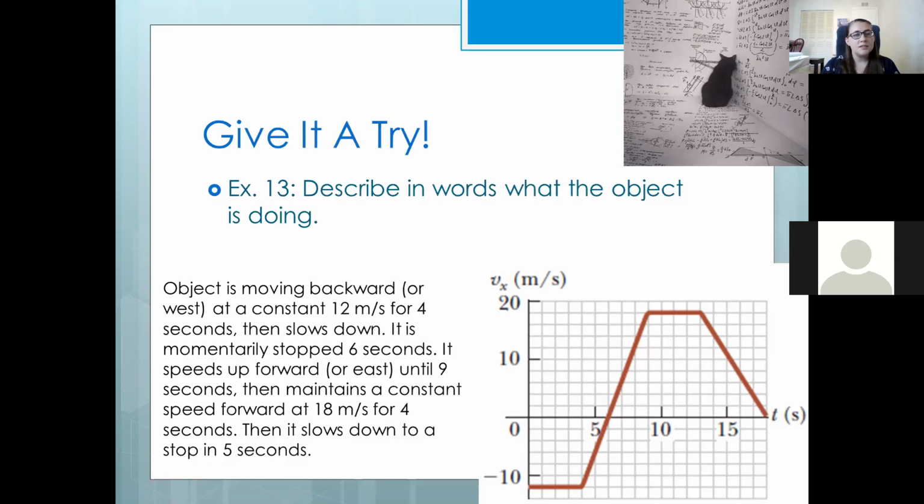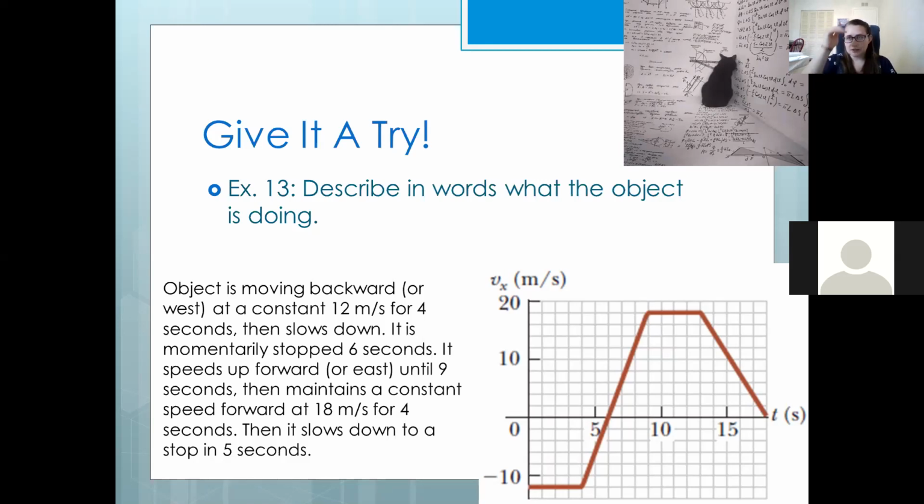And then it speeds up forwards or east, whatever your positive direction is, until 9 seconds. And we know that because there's a positive slope in our graph. So our velocity is changing over that time. It's speeding up. And then it maintains a constant speed forward at 18 meters per second for 4 seconds. And then it slows down to a stop in 5 seconds.